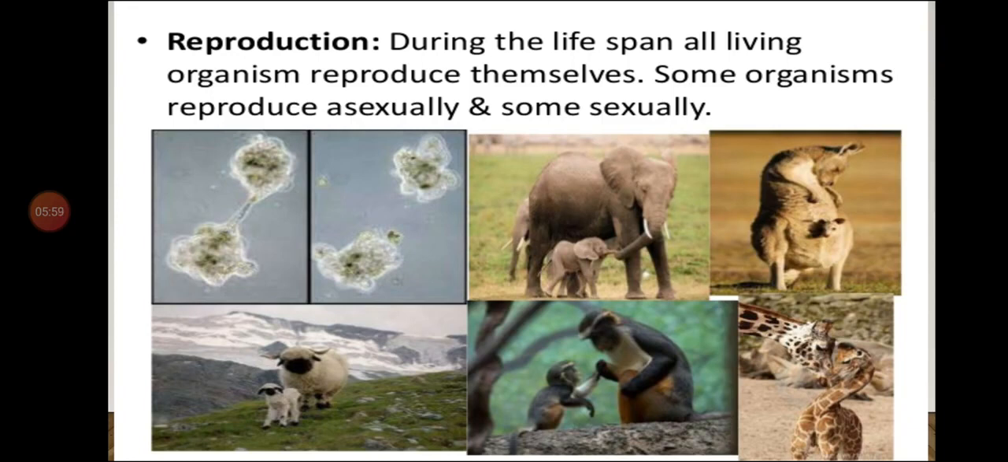Now here there is one problem: there are many mules and sterile worker bees that do not reproduce, but yet they are known as living. So we can say that reproduction is a characteristic of life, but we cannot say that reproduction is the only characteristic that proves that an organism is living, because there are many sterile individuals that cannot reproduce, but that does not make them non-living. Still, they are living organisms.